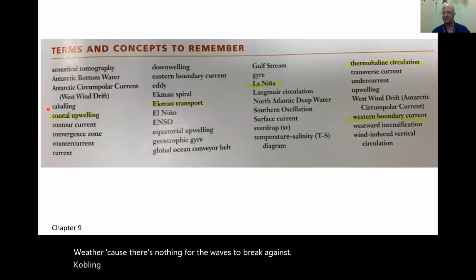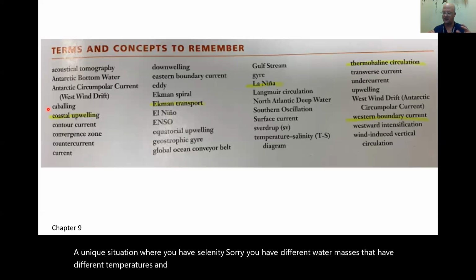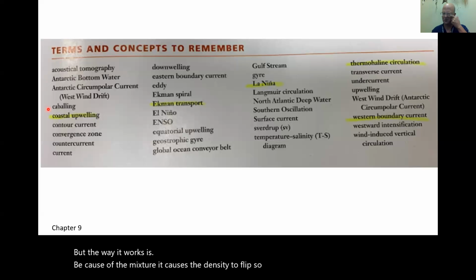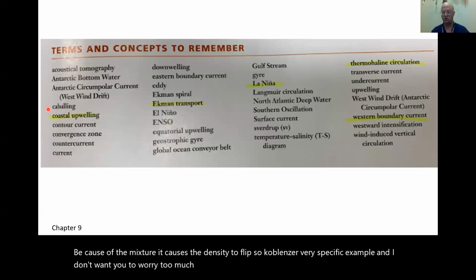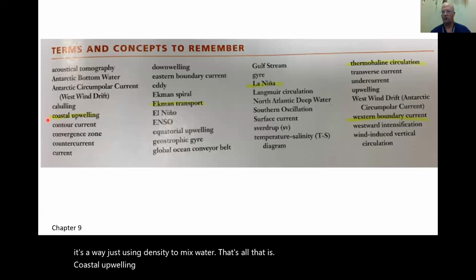Cabbeling is a unique situation where you have different water masses that have different temperatures and salinities, so different densities. But the way it works is because of the mixture, it causes the density to flip. So cabbeling is a very specific example, and I don't want you to worry too much about it. But what I do want you to know about cabbeling is it's a way just using density to mix water. That's all that is.